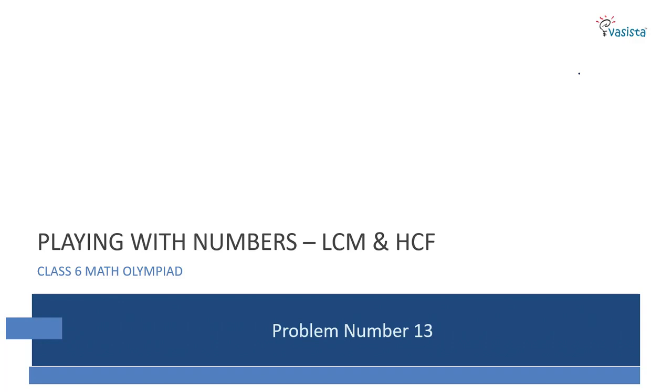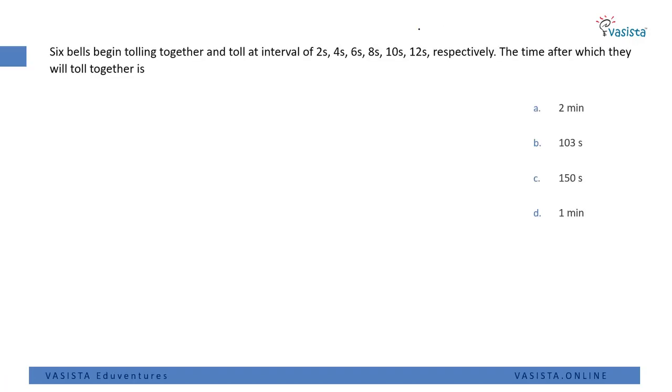This is the 13th problem. Let me solve. Six bells begin tolling together and toll at intervals of 2, 4, 6, 8, 10, 12 seconds respectively. The time after which they will toll together is? So it is a simple LCM problem. Find the LCM for 2, 4, 6, 8, 10 and 12.